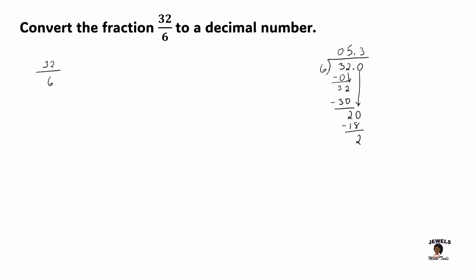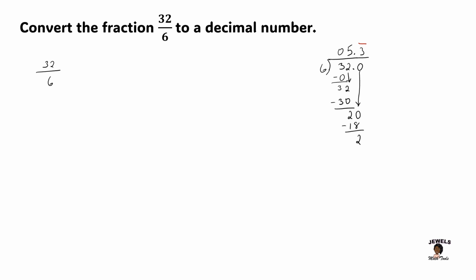And at this point, you should have realized that we are now moving into a recurring number where our 3 will begin repeating. Because if we were to get another 0, we're going to bring down that 0 and then still keep getting 3 in our quotient.